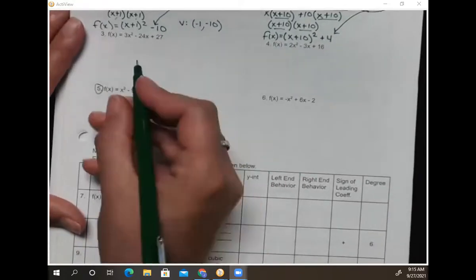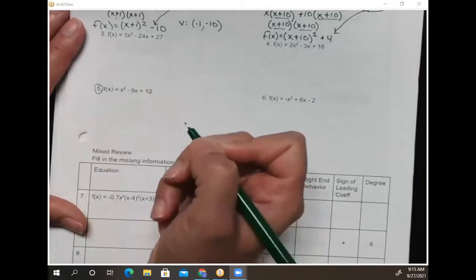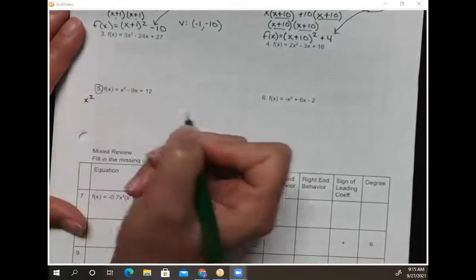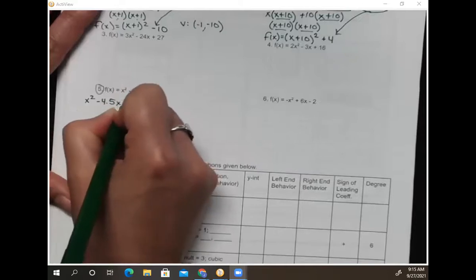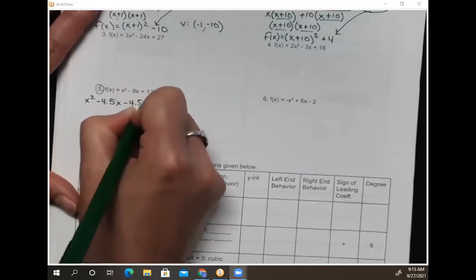So for number 5, I'm going to start by splitting this middle term in half. So we keep the x squared. Negative 9 cut in half is not a whole number, right? Because 9's odd. That's okay. So half of negative 9, negative 9 cut in half would be negative 4.5. So I write this as negative 4.5x minus 4.5x.